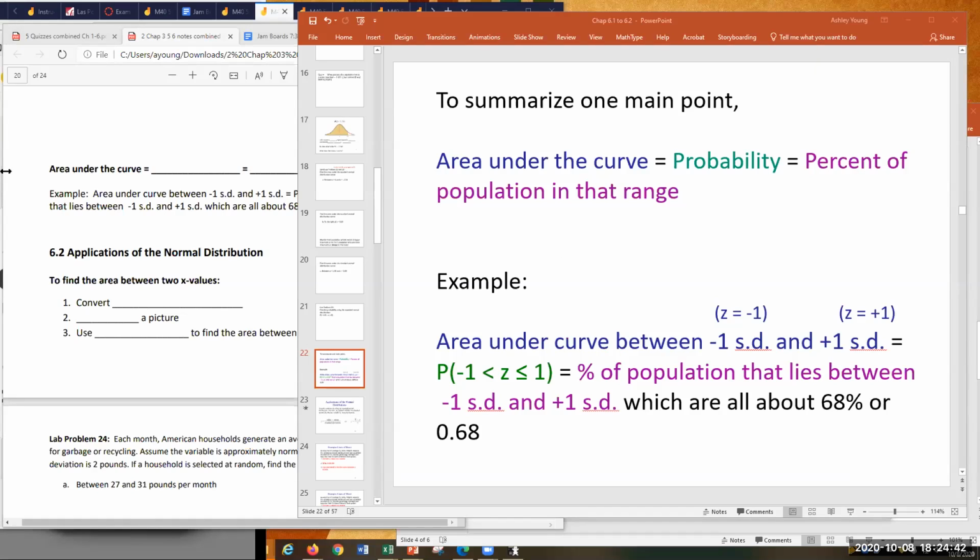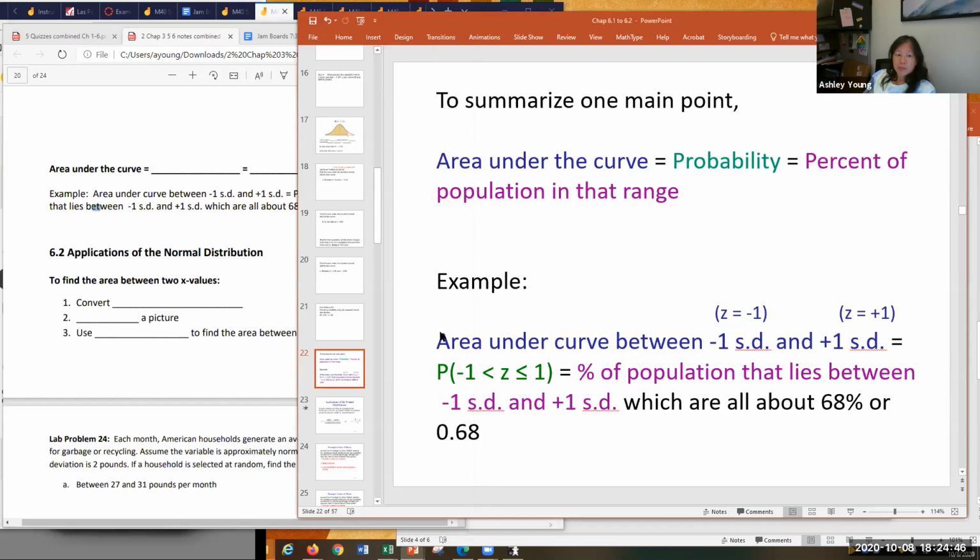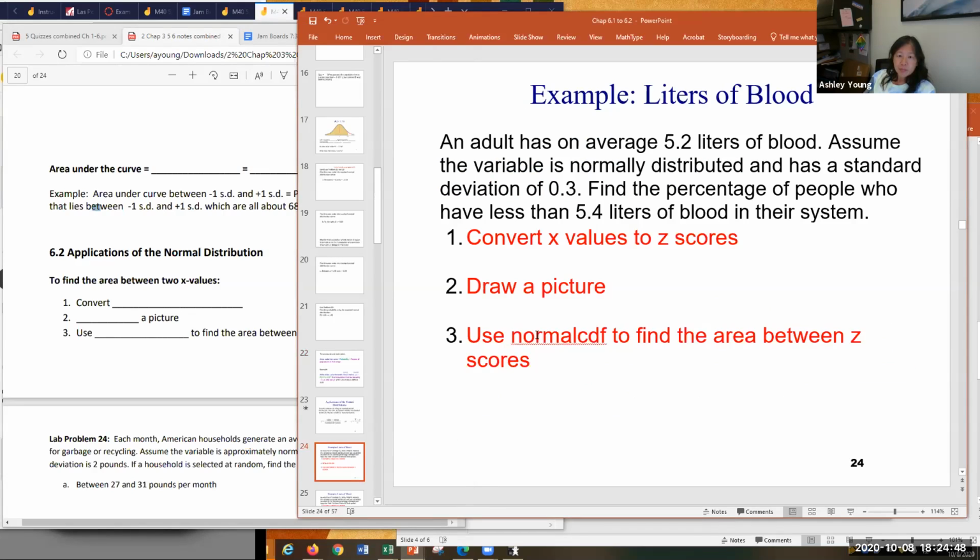And now we're working on this part right here, applications and normal distributions. So first, we're going to convert our x values to z-scores. And then second, we're going to draw a picture. And third, we're going to use normal CDF to find the area between the two z-scores. So all we're really doing is adding one step in front of what you've been doing, converting x values to z-scores. All right, so what are the x values that I care about here?